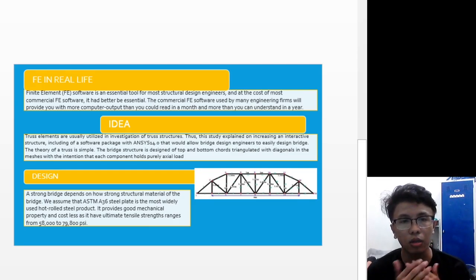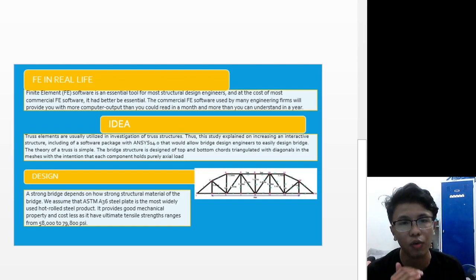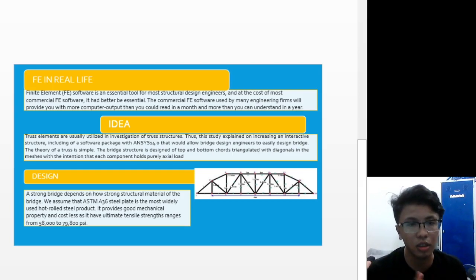So the main purpose of this analysis is to develop a stable, reliable examination methodology, especially a method for enhancing finite element bridge structure analysis that can progressively improve static analysis. Truss elements are usually utilized in the investigation of truss structures. Thus, this study explains the development of an interactive structure, including a software package with ANSYS 14.0, that would allow bridge design engineers to easily design bridges.